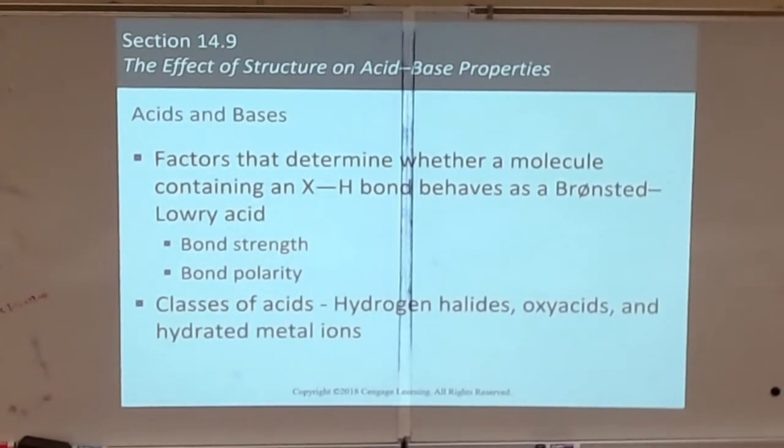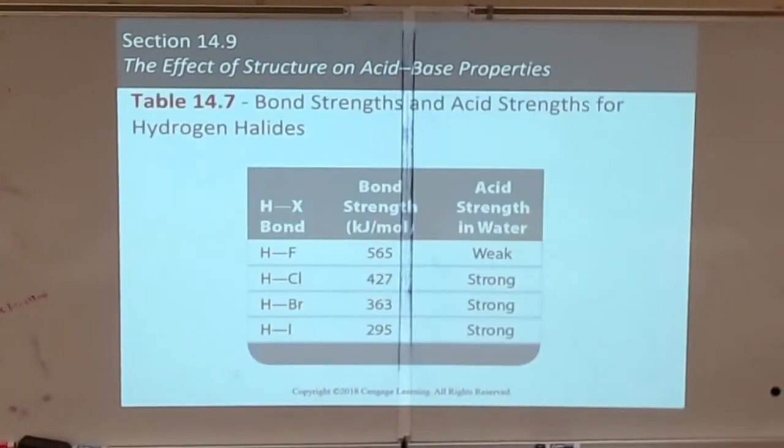All right. Factors that determine whether a molecule containing an X-H bond behaves like a Bronsted-Lowry acid. We're going to look at bond strength and polarity. We'll look quickly at hydrogen halides, oxyacids, and hydrated metal ions. Okay.